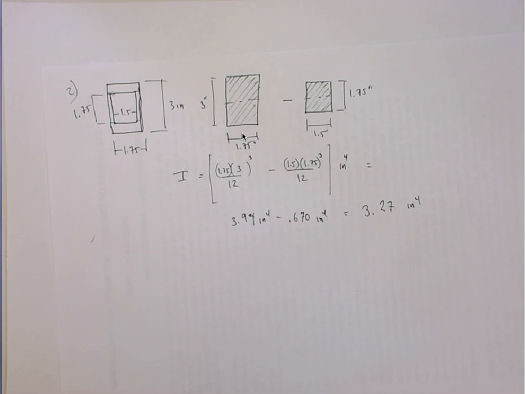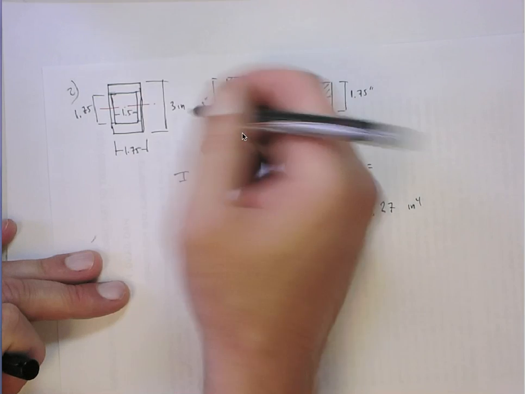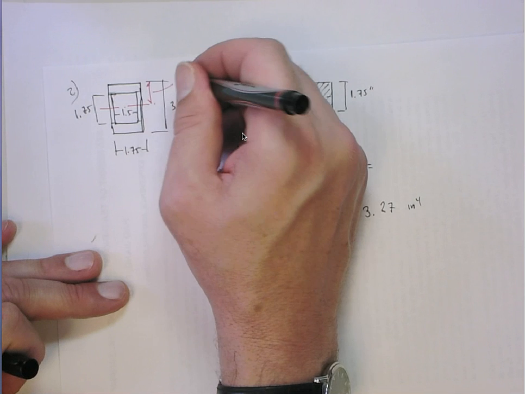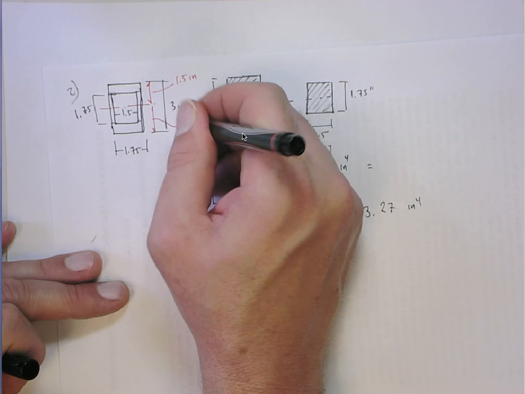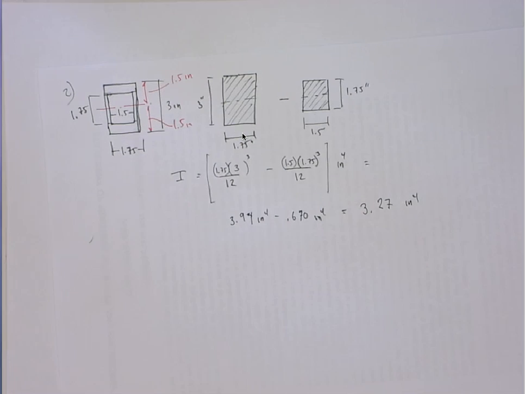That's I. The neutral axis is going to pass right through the center. So that means the c to this outer fiber is 1.5 inches, and then the c distance to this bottom fiber is equal 1.5 inches. So you have the same c in both directions. Okay? All right.